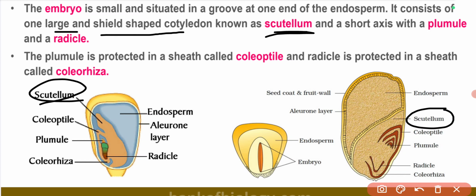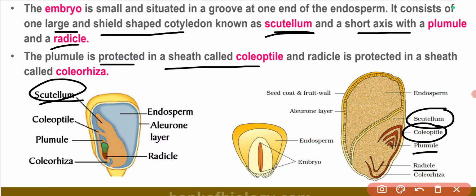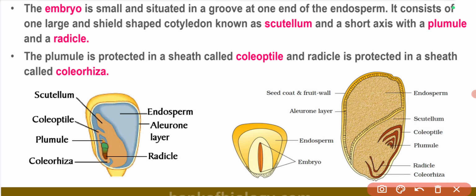And a short axis with a plumule and radicle. The plumule is protected by a sheath called coleoptile. Question asked from this point. The plumule of a monocot seed is protected by the sheath called coleoptile, and the radicle is protected by coleorhiza. Next.